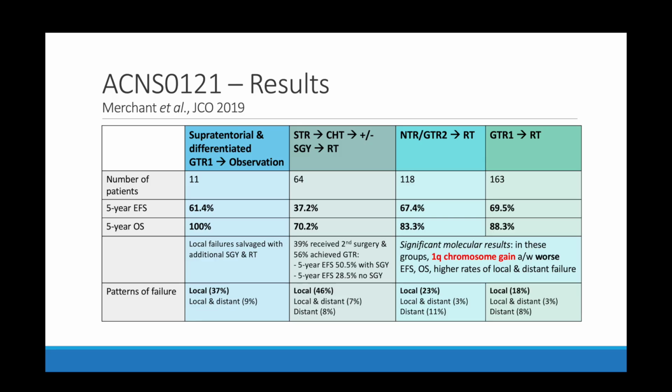That 1q chromosome gain is associated with worse prognosis with higher rates of failure. And then finally, the group that has a subtotal resection, degree of resection portends prognosis. So when we have less than a gross total or near total resection, when we have a subtotal resection, these patients do perform worse. And even with giving a little bit of adjuvant chemotherapy, we were able to help some of these patients out. About 40% received a second surgery. Half of those managed to get a gross total resection, but still the outcomes aren't as great, with only a 37% 5-year EFS and a 70% OS, so much lower than the rest of the arms in this study.